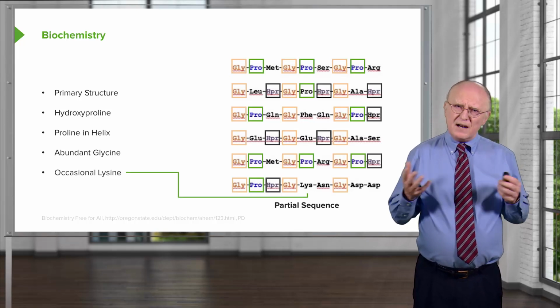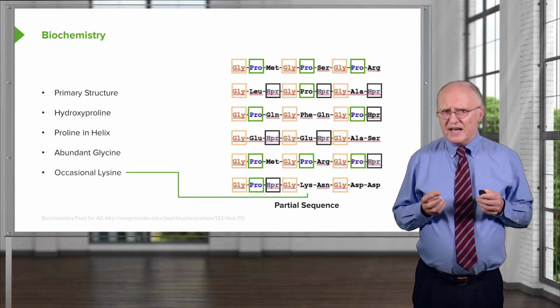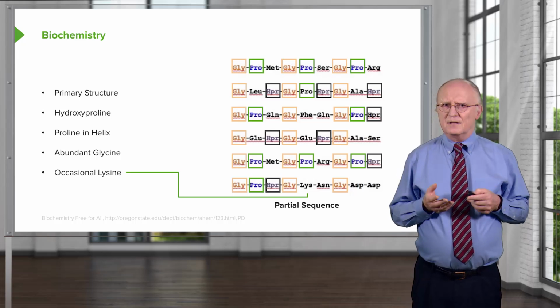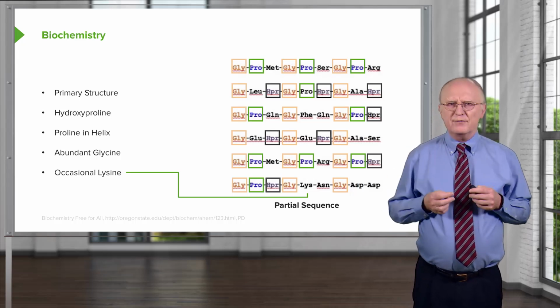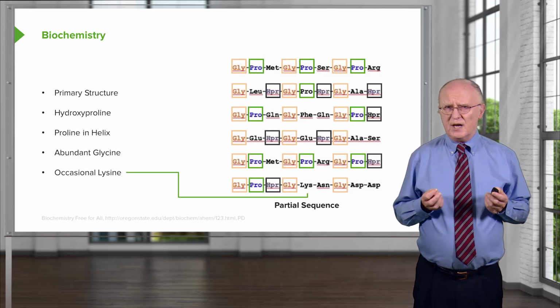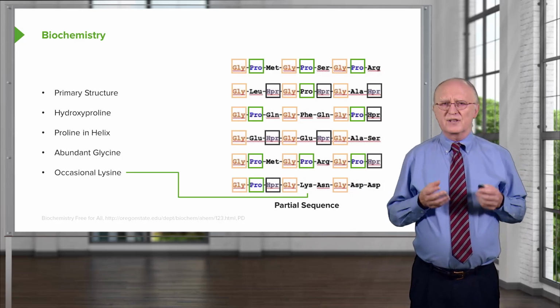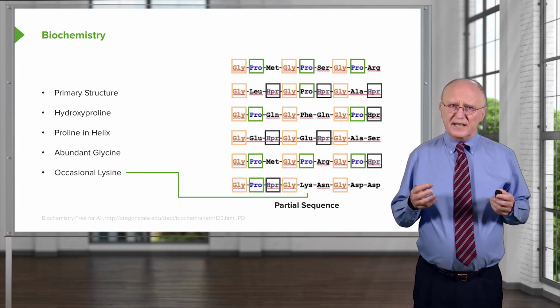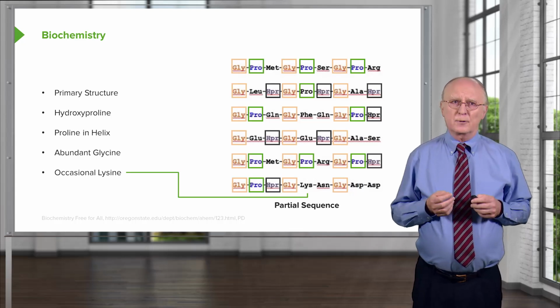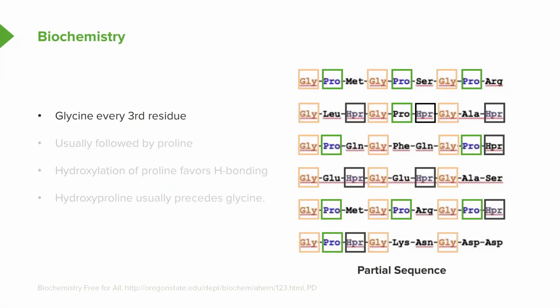Now, the other one that may not jump out at you at first, but I have an arrow pointing here, is that of lysine. Lysine occurs fairly infrequently within a given collagen chain, but lysine is very important, as we shall see, for making the cross-links that hold the individual chains together. Now, as I said, glycine occurs every third residue. It is usually followed by a proline, or in some cases by a hydroxyproline. And again, this is to allow the space for proline to exist in a helical chain, as seen here.